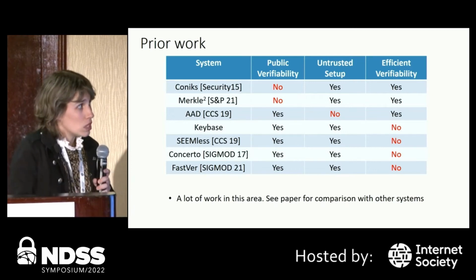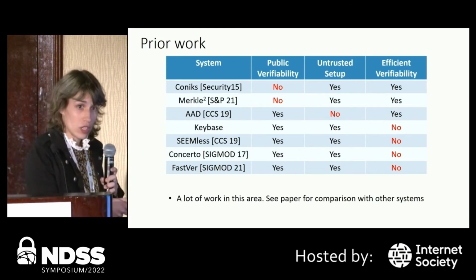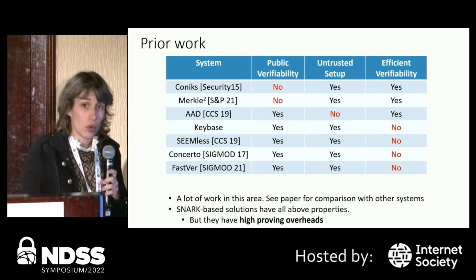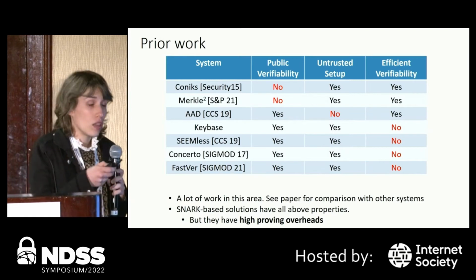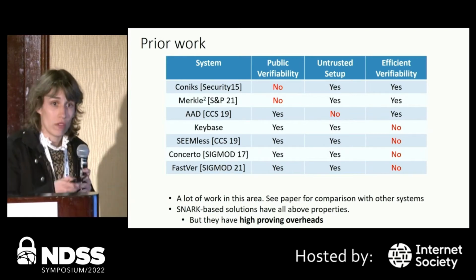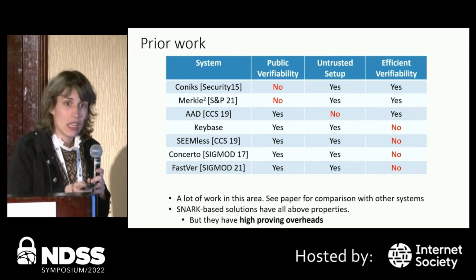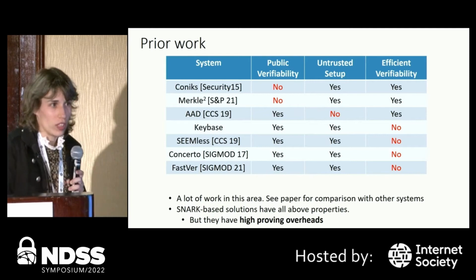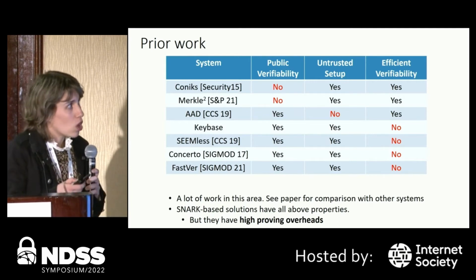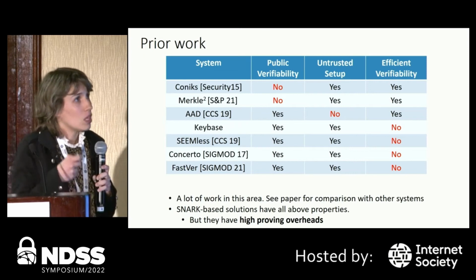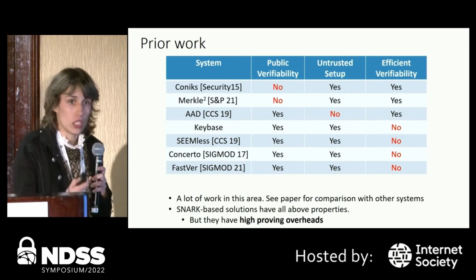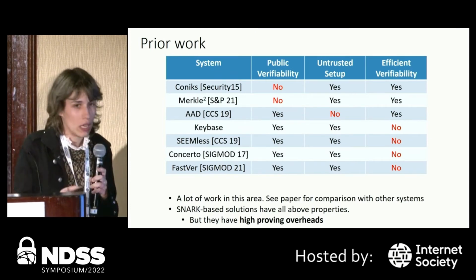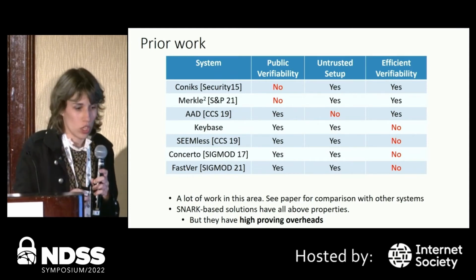Among all of these systems, there is a class of systems that does have these three properties, but unfortunately imposes very high proving overheads at the service. These are the works that combine cryptographic accumulators with succinct non-interactive arguments of knowledge. We call these SNARKs. To give you a bit of context, a SNARK is a tool that allows an untrusted service to prove that it has executed something correctly. It's basically a very short and easy to check certificate.